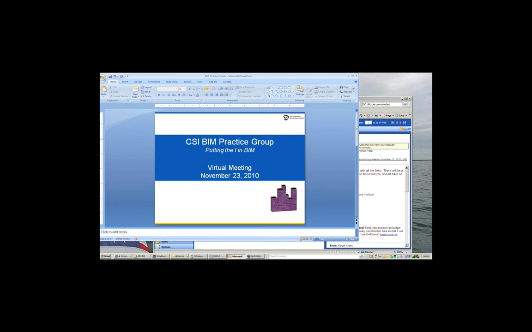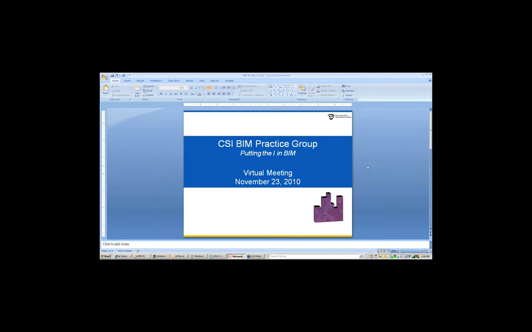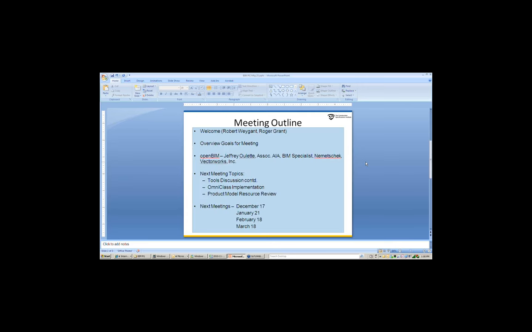It's Robert Wygant, with Roger Grant and Rob Holson, and joining us today is Jeffrey Willett from Nemetschek Vectorworks, who's going to be talking to us about their software, what they're doing, and how the BIM world is affecting them and how they're affecting the BIM world.